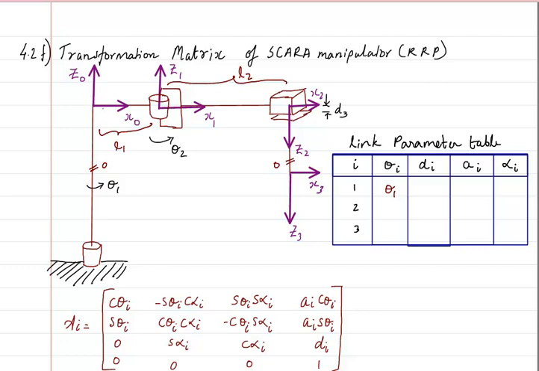So now we have d i, which is for making x0 and x1 collinear, which they already are, so this will be 0. Now to move in the x0 direction so that both the origins meet, I have to move a distance L1. Z0 and Z1 are already in the same direction, they will overlap after moving L1 distance, so alpha i will become 0 degrees.